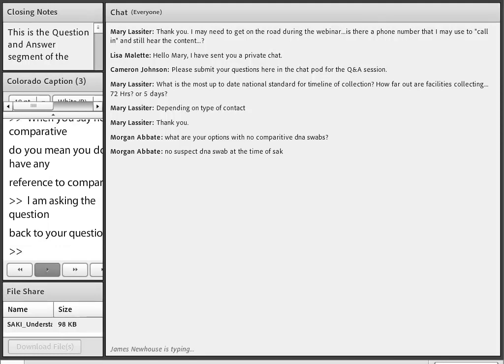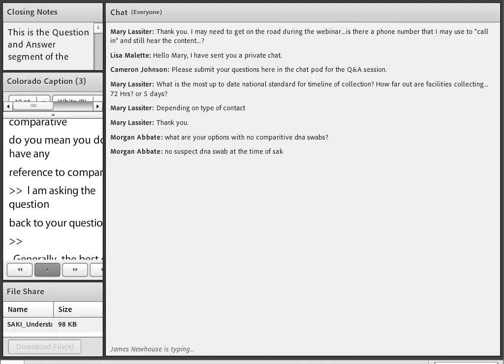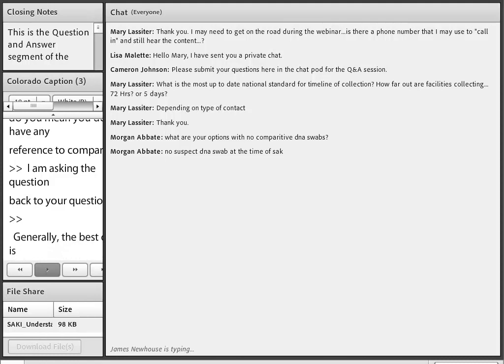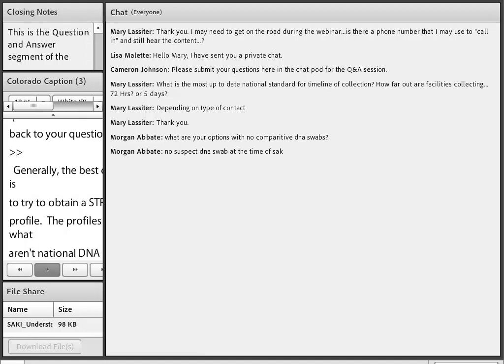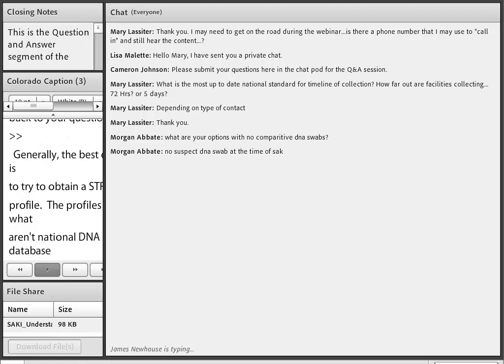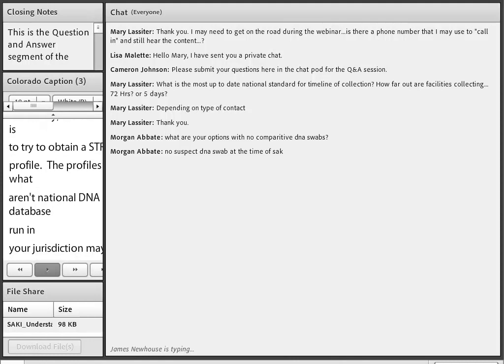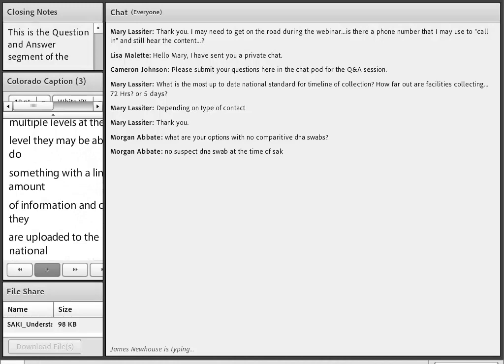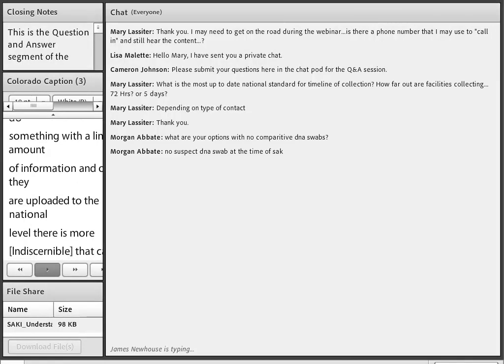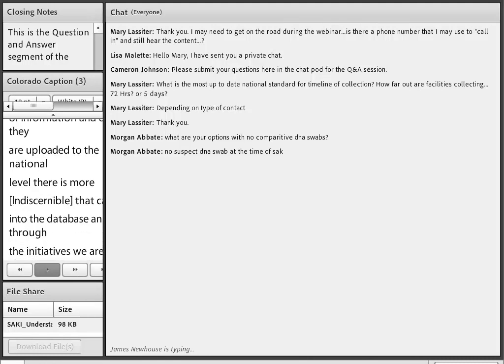So generally the best option is to try to obtain an STR profile. The STR profiles are what our national DNA database is run on. And so your jurisdiction may have multiple levels. At the state level, they may be able to do something with a limited amount of information. And then once they would get uploaded to the national level, there's more stringency on the types of profiles that can get entered into the database. Really, through these initiatives, we're trying to create CODIS-eligible profiles so that they can be searched within states and within the United States.